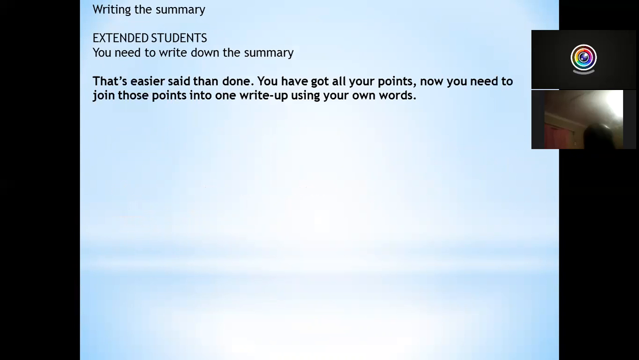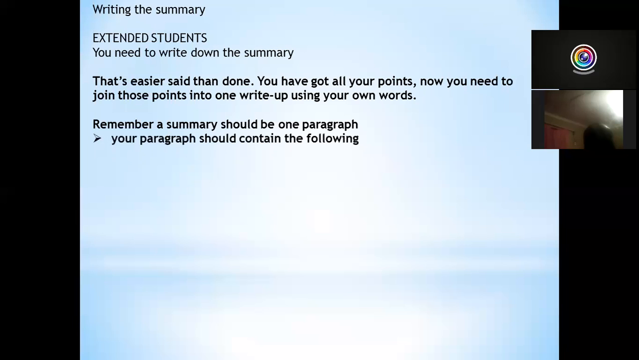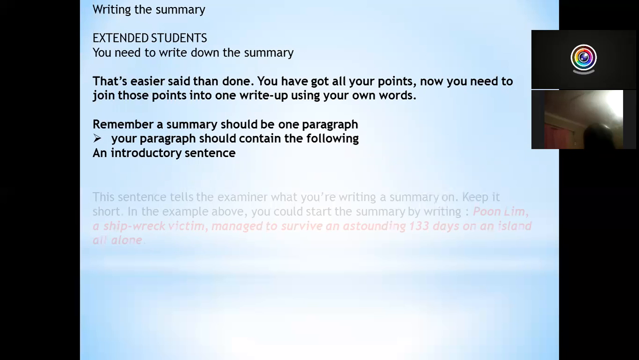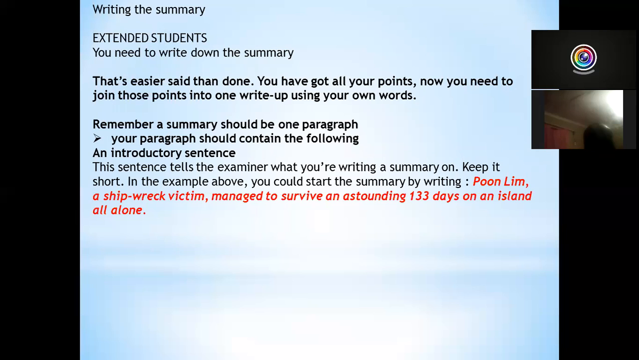For extended students, your summary is all about joining the points, and you need to join the points using your own words. And remember, a summary should be one paragraph, and your paragraph should contain the following: an introductory sentence. So when you are writing your summary, the first sentence must be an introductory sentence. This introductory sentence tells the examiner what you are writing a summary on, and you need to keep it short.